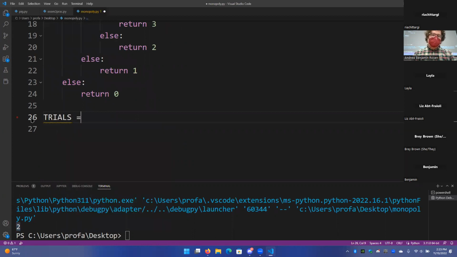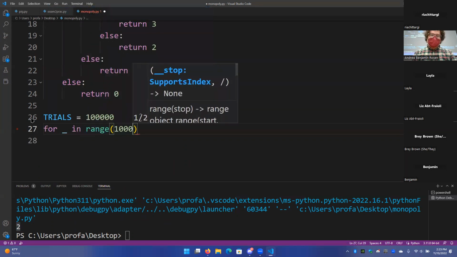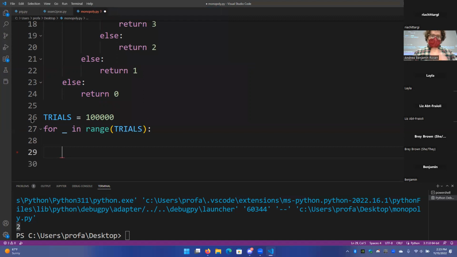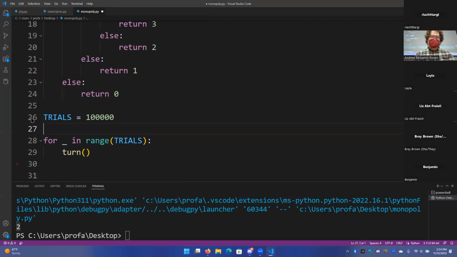So trials is equal to 100,000. And we just simply do this. We create a for loop to run this 100,000 times. Well, I've already created a variable for it, trials. And we'd simply simulate the turn, but we need to collect our outcomes. So there's a couple different ways we can do this. There's only 4 outcomes, so we can do it either with dictionaries or without dictionaries, right? With dictionaries, it would look something like this, right?